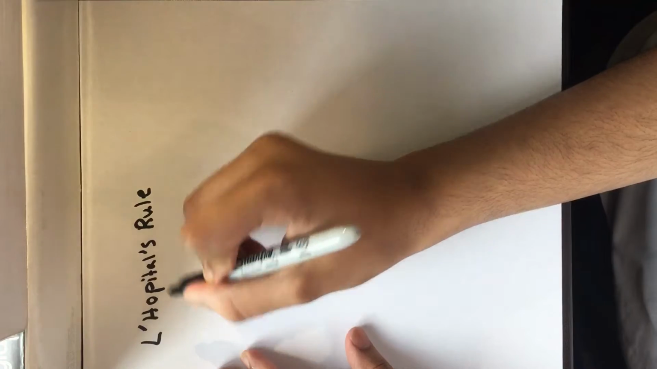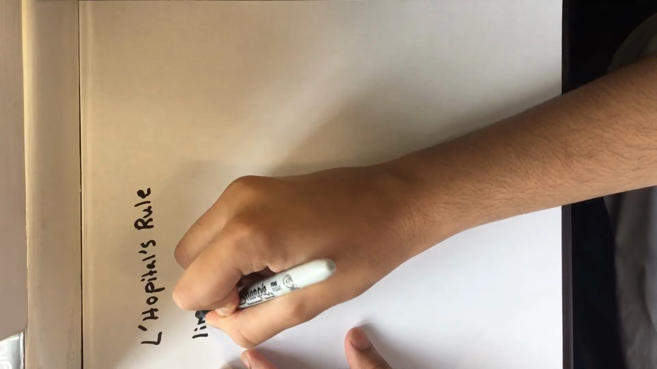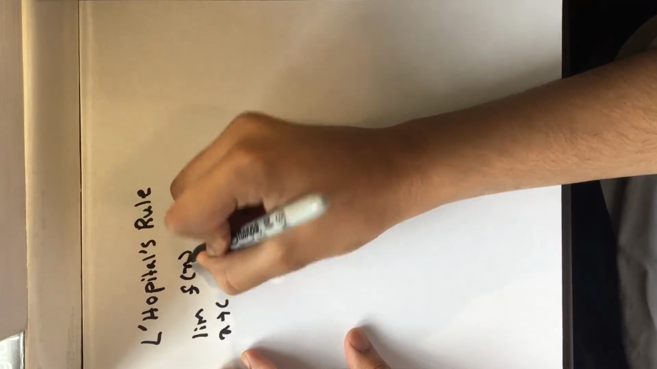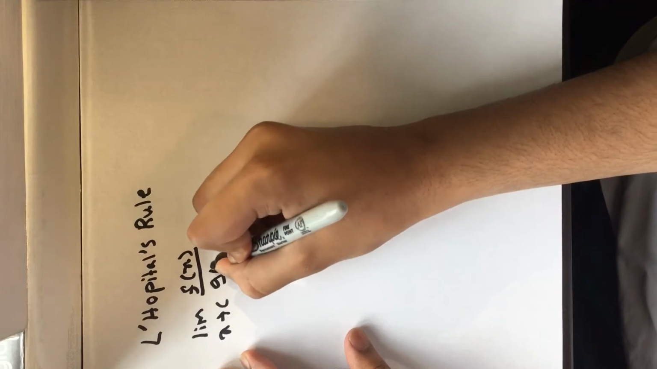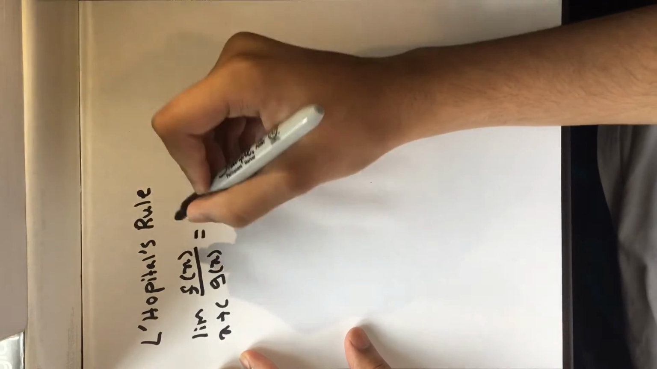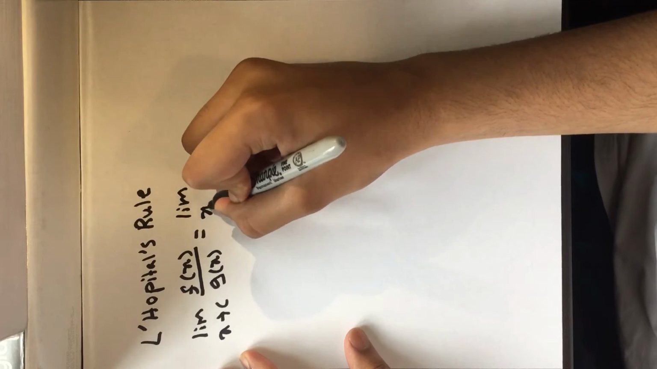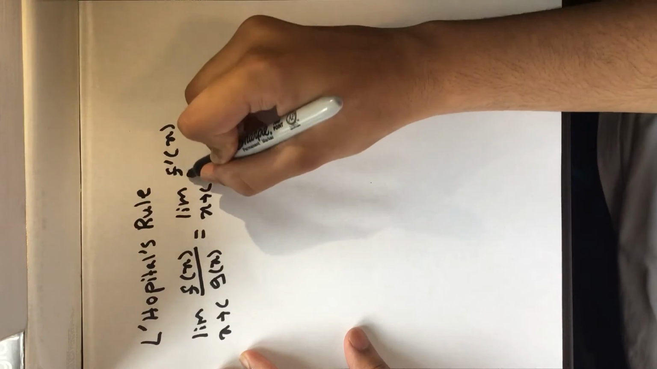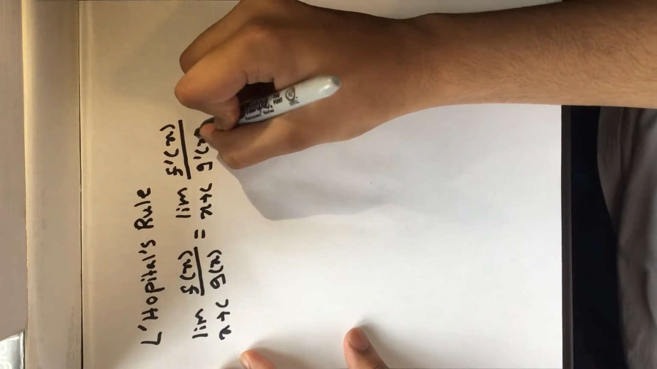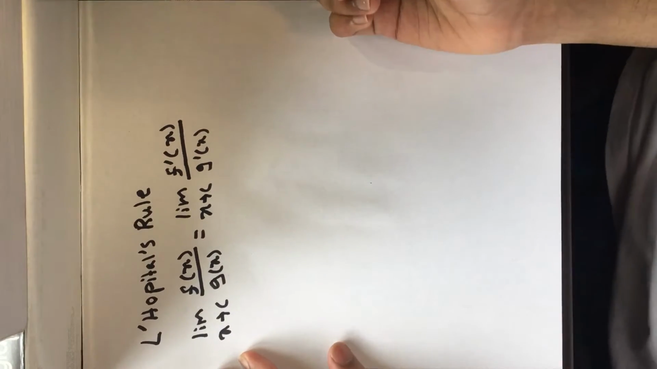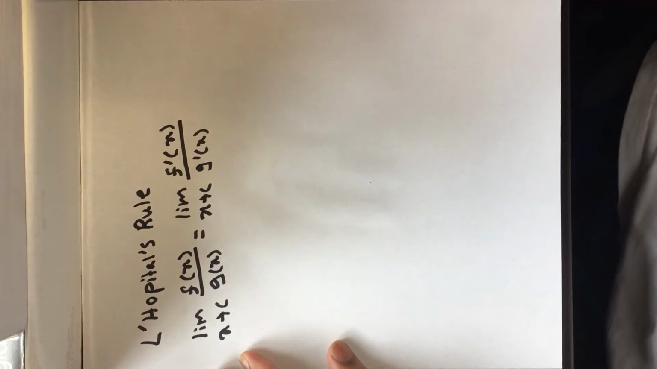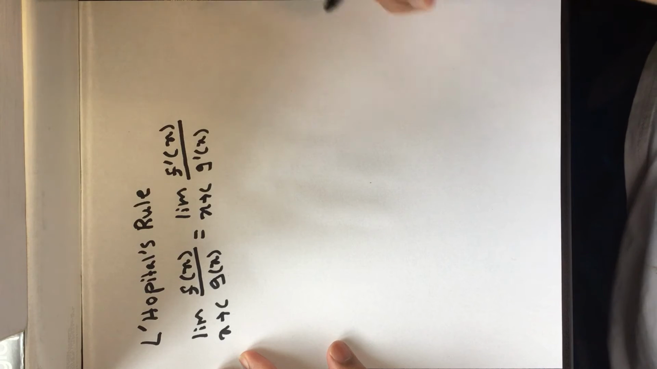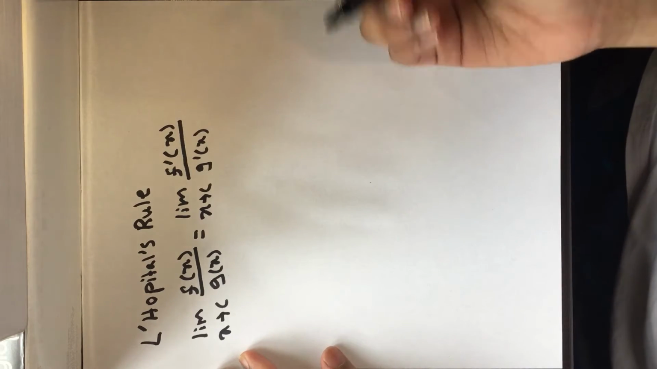Well, it states that if we have a limit as x goes to c of f of x divided by g of x, this equals the limit as x goes to c of f prime of x, the derivative of f of x, over g prime of x, which is the derivative of g of x. Now this rule is very useful when we're trying to solve limits and direct substitution gives us an indeterminate form, like divide by 0 or divide by infinity, such as functions like that.